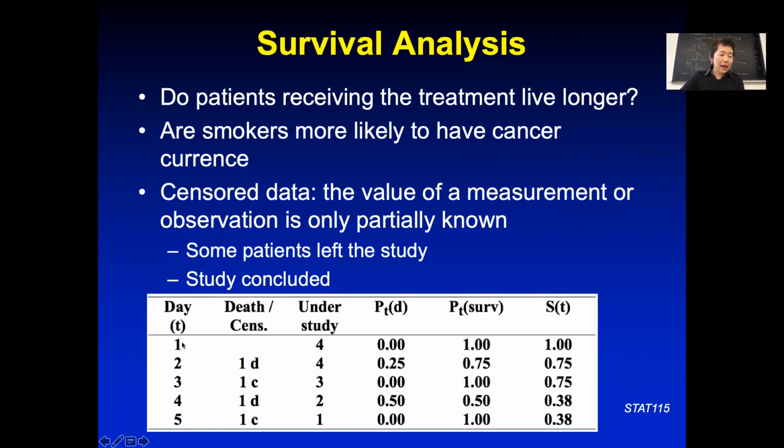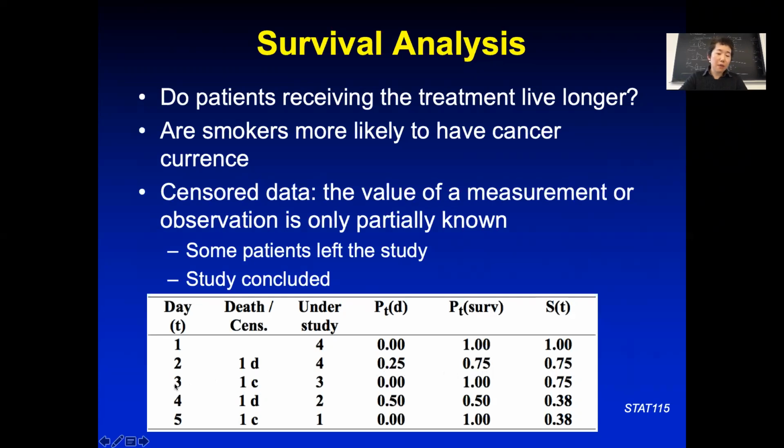So supposedly, on day 1, we have 4 patients under the study, right? And on day 2, you can imagine it as month 2 as well, 1 patient died. We still have 4 patients under the study. And if you look at it, the death is 25%, the survival is 75%, and the survival probability is 75%.